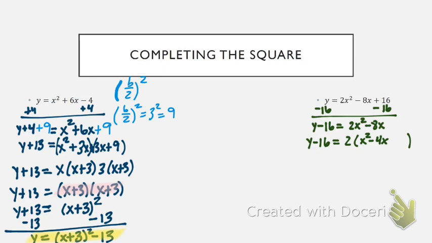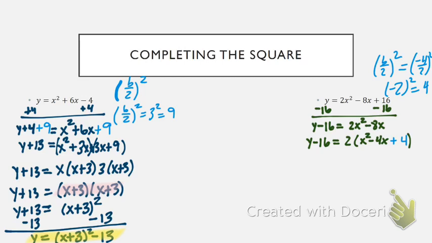Then we have to calculate b over 2 squared. And here that's negative 4 over 2 squared, which is negative 2 squared, which is 4. So we have to add 4 to the right side. And here's a catch.